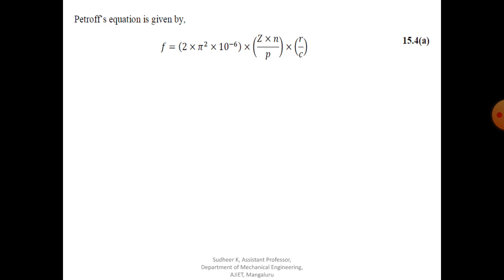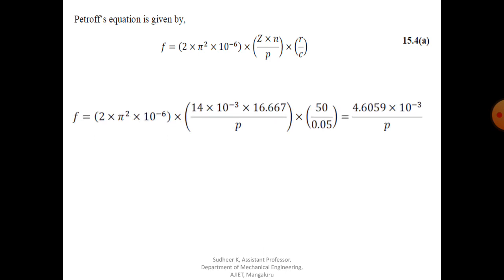Based on this equation, Z is the absolute viscosity, whose unit is Pascal second. N is the speed of rotation in RPS. P is the bearing pressure, which should be in Newton per millimeter square, R is the radius of the journal, and C is the radial clearance. With the help of the Petrov equation, you have to find out whatever the unknown is.